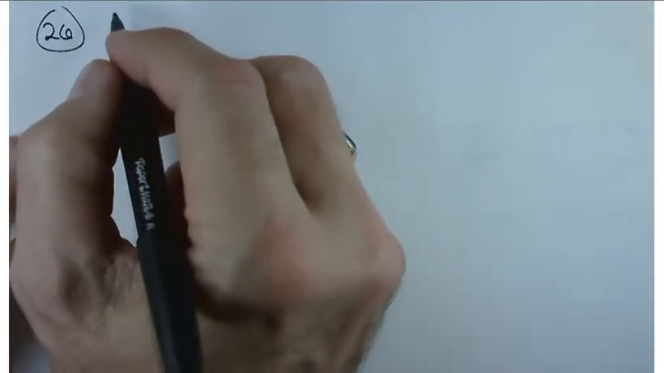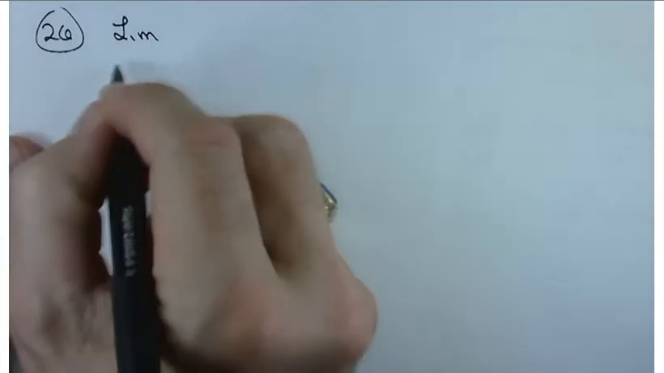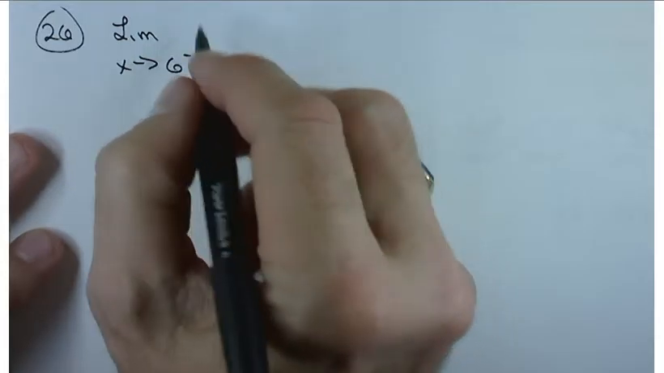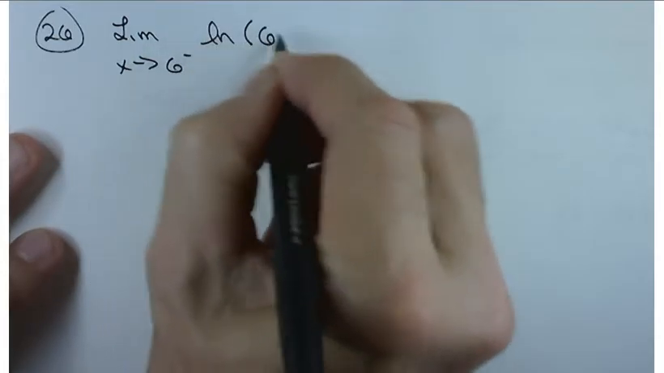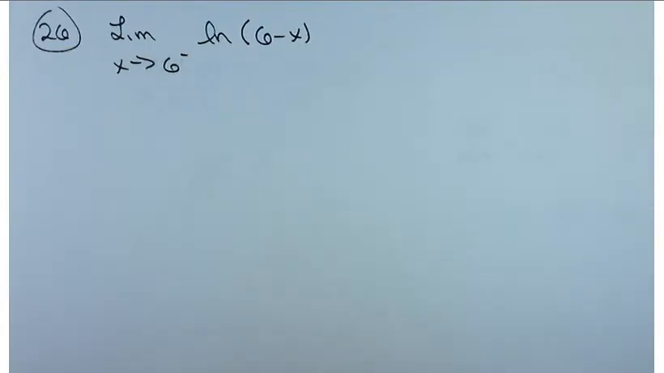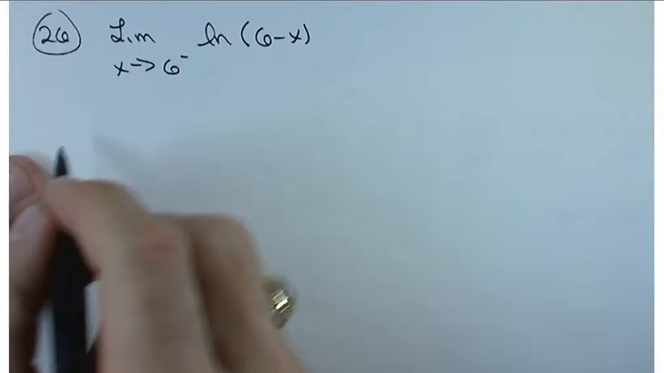You want to look at the limit as x approaches 6 from the negative side of the ln of 6 minus x. Now, if I'm telling you you can't do it algebraically, you can't do it the way we were doing some of the limits in section 2.3, what other options do you have? Graphically or numerically. All right, so plug it into your calculator and start looking at it graphically or numerically.